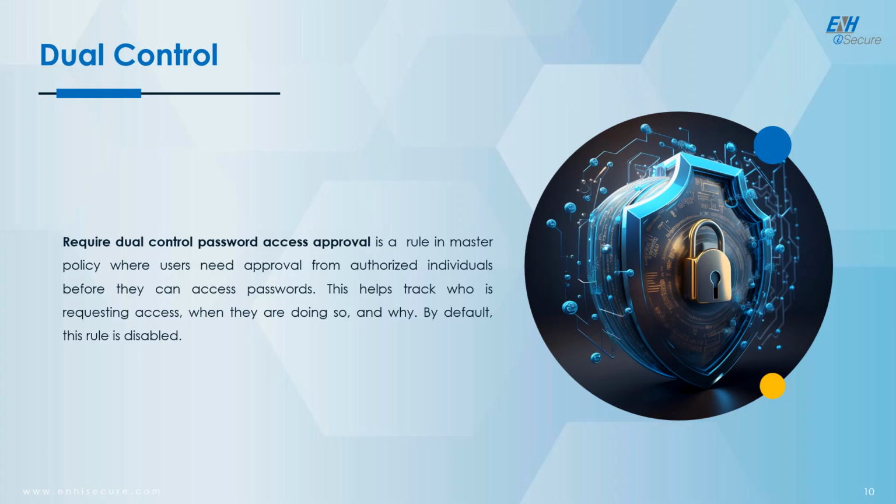Dual control is a workflow with which we can require users to receive approval from authorized users before they can access passwords. This enables us to see who wants to access passwords, when, and for what purpose. By default, this rule is inactive. Activating it will require users to get authorizations before accessing privileged accounts. Depending on the configuration, authorization must be given by one or more managers or peers. This can provide better control over account access processes.